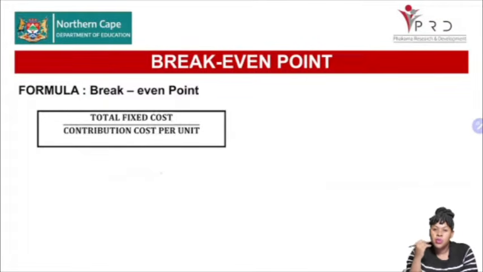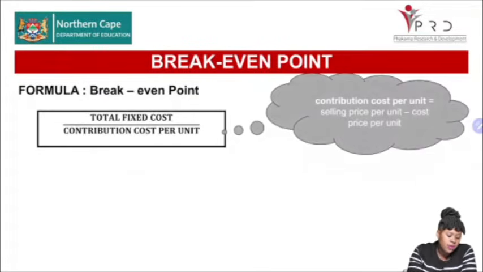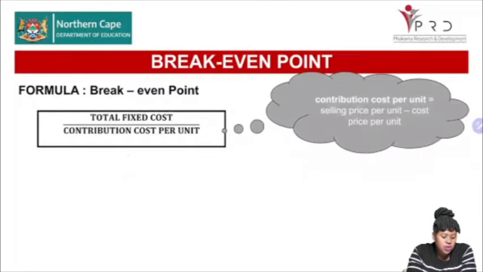So our break-even point will help us to determine how many items we need to sell in order for us to break even. Then we can start making a profit. And the reason why we also calculate this is to be able to avoid making a loss. Okay, so I've already highlighted the formula. It's the total cost over contribution cost per unit. Now, when we are talking about our contribution cost per unit, we are talking about our selling price less the cost price per unit, okay? So selling price per unit less the cost price per unit, and that is what we call our contribution cost.